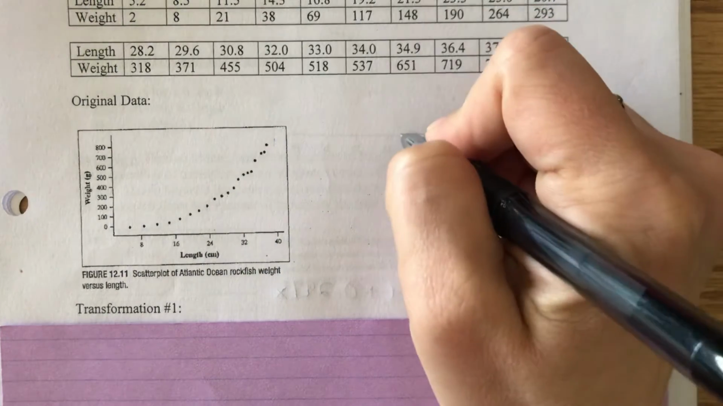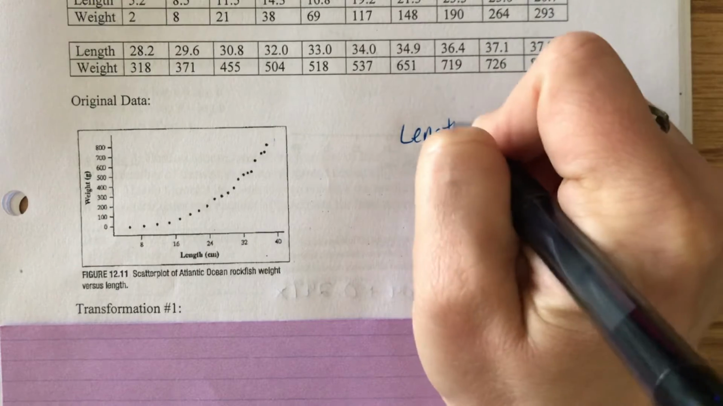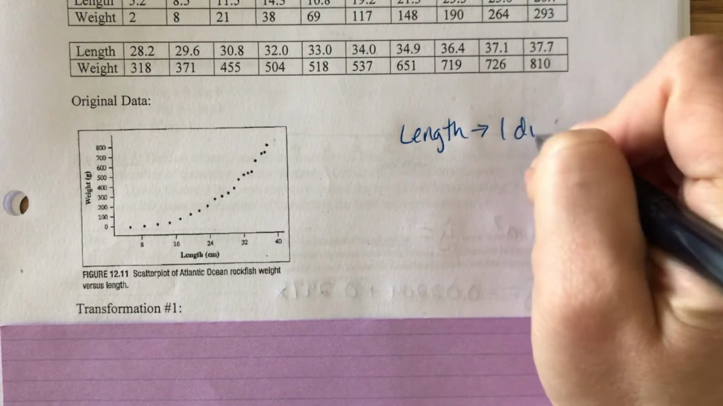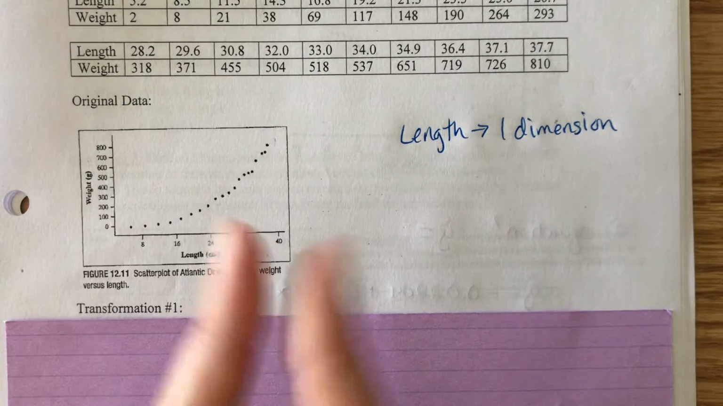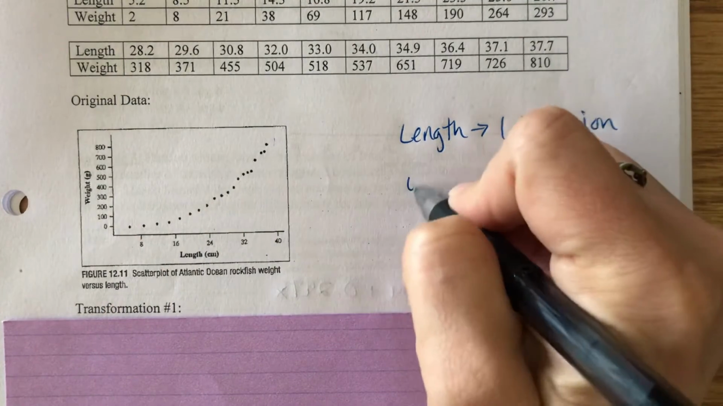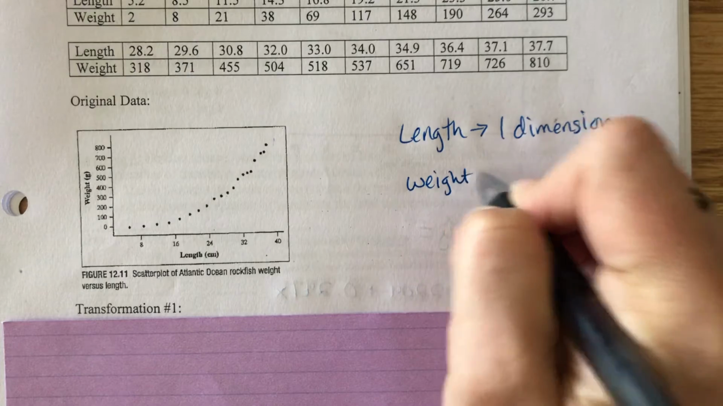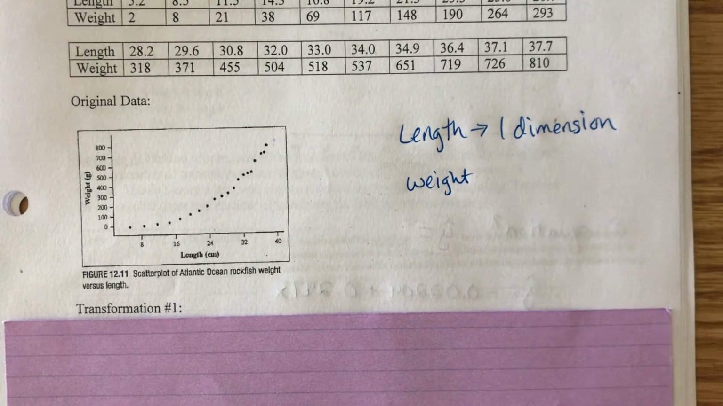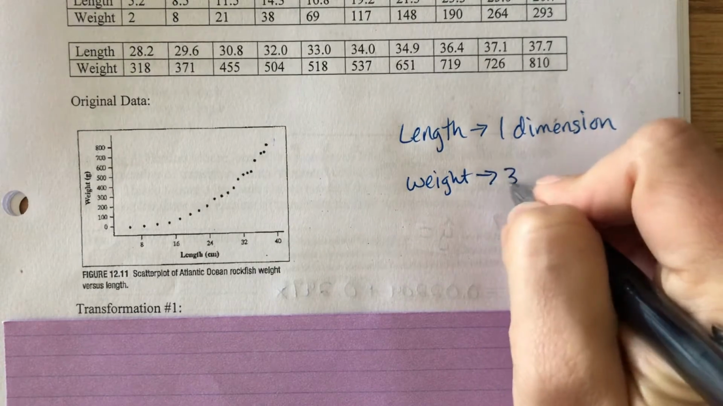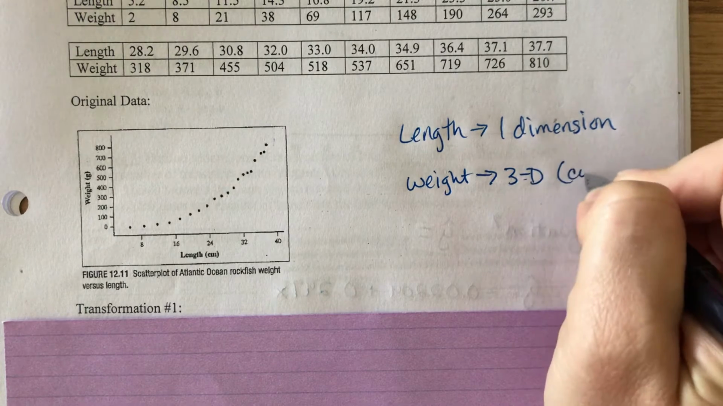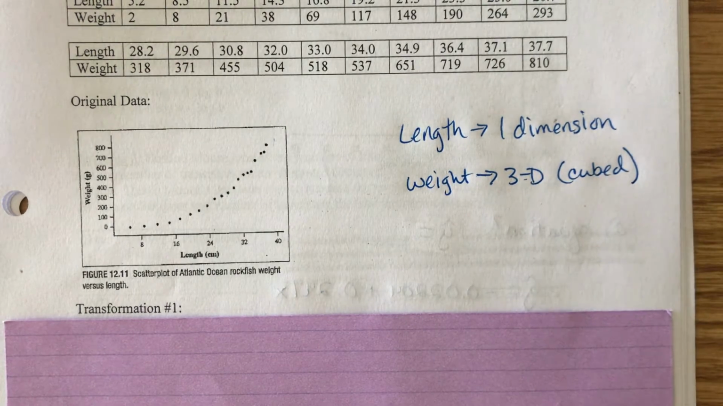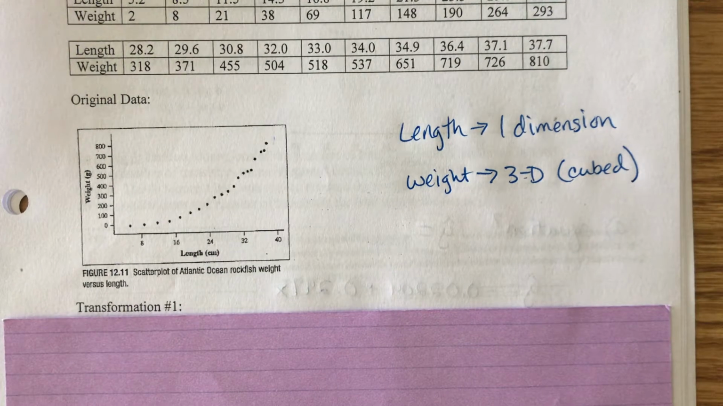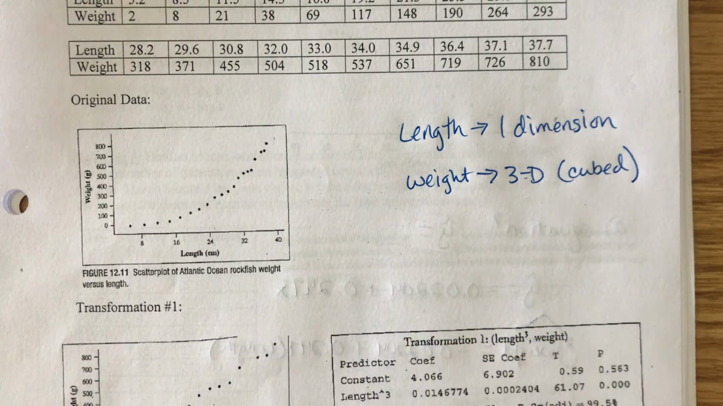Now, one thing we need to remember is that length is one dimension. You just measure it one way, so it's a one-dimensional thing. Weight can be thought of like volume, okay? It's 3D, it's cubed. It's that idea of weight or volume being 3D or cubed. So when we're looking at this data set, they're giving us a transformation here.